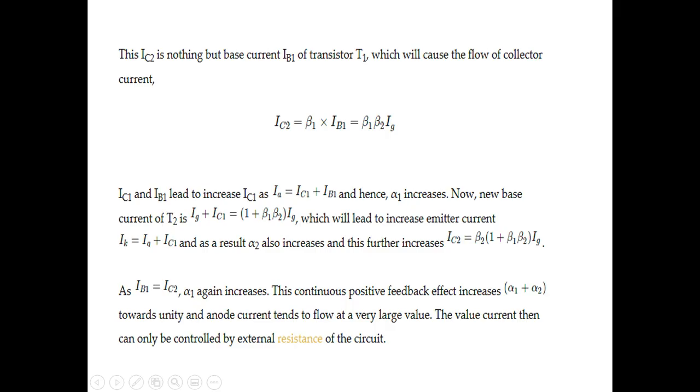Now the new base current of T2 is Ig plus IC1, that is equal to 1 plus beta 1 into beta 2 into Ig, which will lead to increase in the emitter current, and Ik is equal to Ig plus IC1. As a result alpha 2 also increases, and this further increases IC2, equal to beta 2 into 1 plus beta 1 into beta 2 into Ig. As IB1 is equal to IC2, alpha 1 again increases. This continuous positive feedback increases alpha 1 plus alpha 2 towards unity, and the anode current tends to flow at a very large value. The value of current can then be controlled by some external resistance of the circuit.